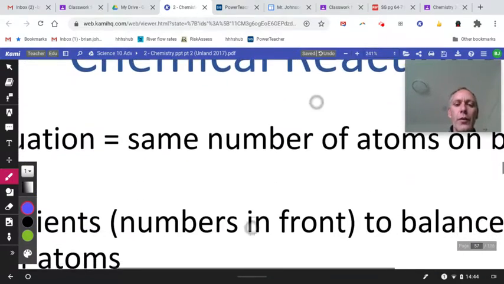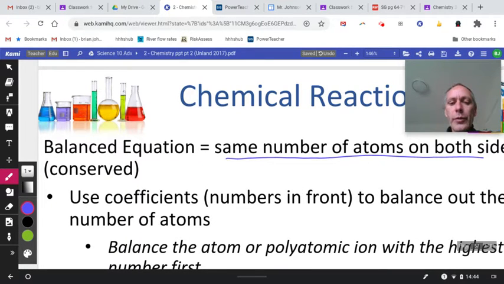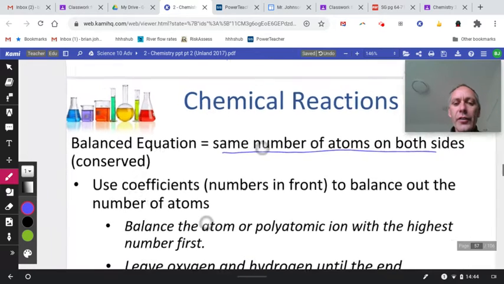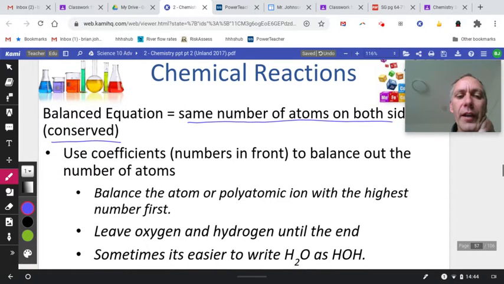Okay, so balancing chemical equations. First step is you must have the same number of atoms on both sides. Atoms are conserved, and that's why we just did that little practice to make sure you can count atoms correctly. If they aren't the same, you are only allowed to use coefficients. Okay, you cannot change the subscript. So let's say, for example, I'll put it down here.